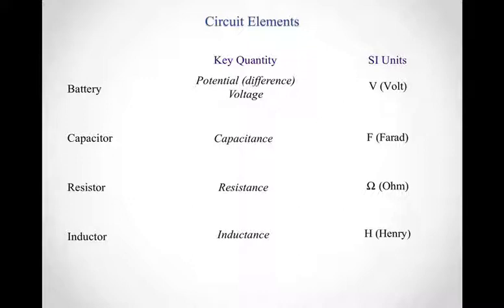The key quantity for a resistor is its resistance. So how much does it resist current flowing through it? The SI unit for that is the ohm. The symbol we'll use is the Greek capital omega, standing for the ohm. And then the inductor's key quantity is inductance, and the SI unit for that is the Henry. So these 4 key elements each have a fundamental quantity that defines it, and each of those has an SI unit that we want to make sure we're using with the right key quantity.